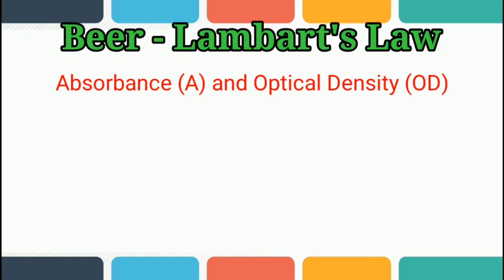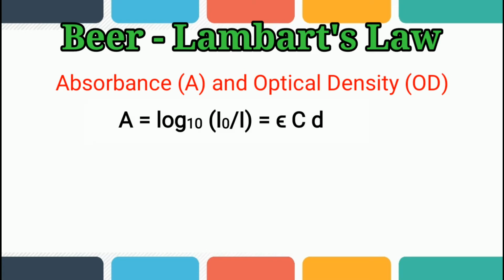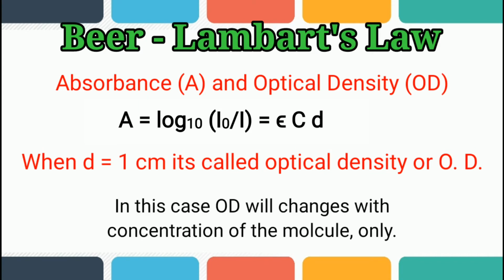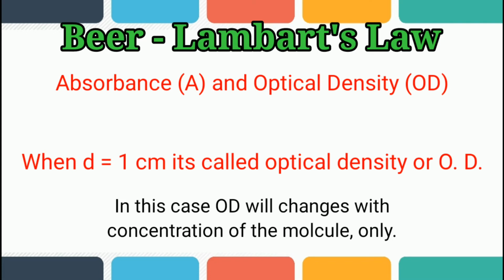First, absorbance, or capital A. We can measure it from this equation. When the path length D is fixed at 1 centimeter, absorbance depends on only one factor, the concentration of the solution. When D is 1 centimeter, it's called optical density or OD. It is a very useful parameter to determine the concentration of a molecule.